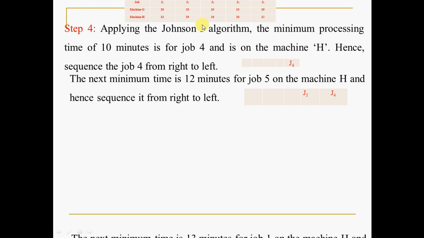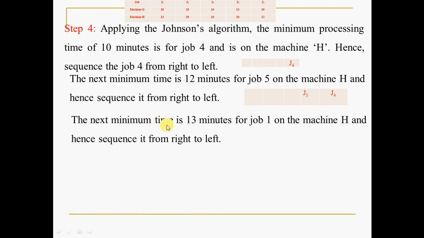In that, the next minimum or least processing time is 13 minutes, 13 minutes for job 1. Again that corresponds to machine H, so hence you have to sequence it from right to left. When it corresponds to H, that is M2, you have to sequence it from right to left. Same thing we are doing. Now these two are sequenced, then this one you are sequencing from right to left, J1. So J4 is cancelled, J5 is cancelled, J1 is cancelled.